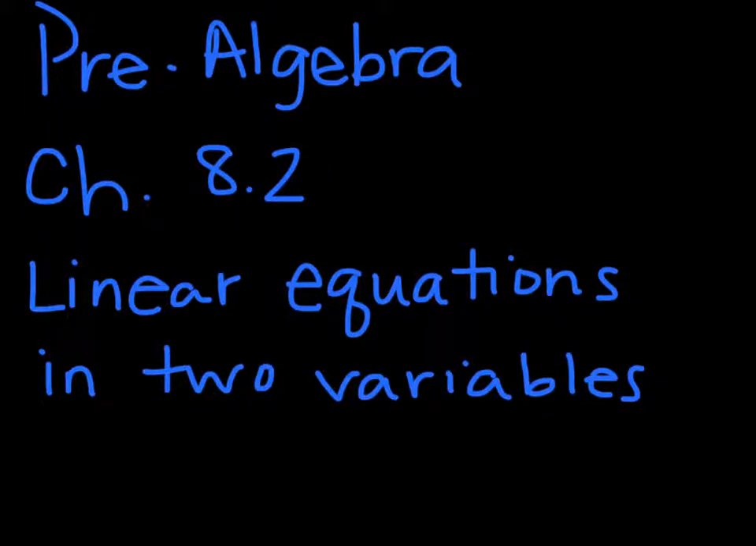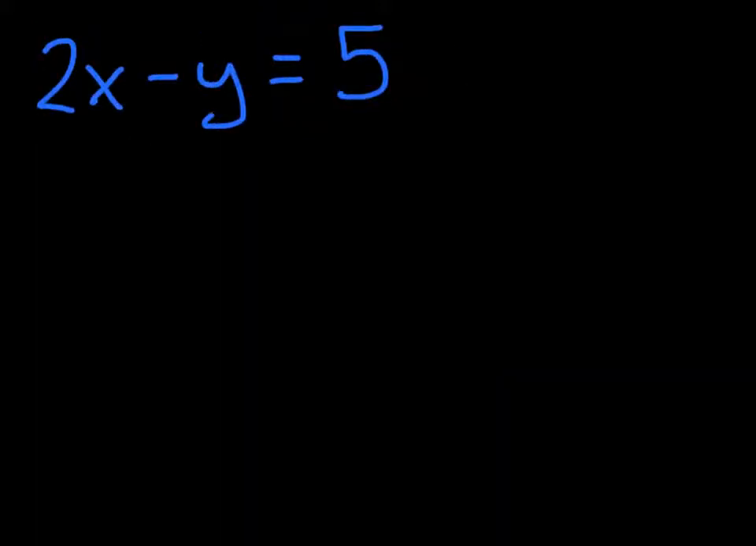Hello, pre-algebra students. This is Chapter 8.2, Linear Equations in Two Variables. In previous work, we've solved equations in one variable. Now we're going to learn to find solutions of equations with two variables. Let's begin. An example of an equation in two variables is 2x minus y equals 5.